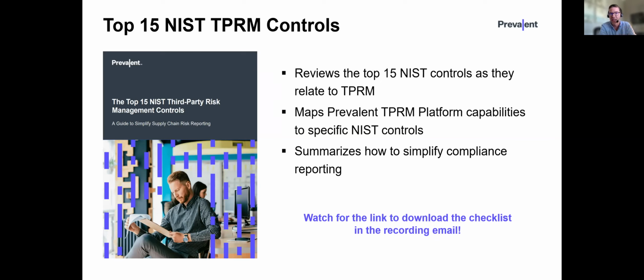We've got the top 15 NIST third-party risk management and supply chain risk management controls. What we've done is we've scoured through several of the NIST requirements. You saw a lot of them today, 853, 161, 171, and others, and pulled out some of the most salient controls that you should use to build your program around, and/or that you can use to assess the key controls for your third-party vendors and suppliers.